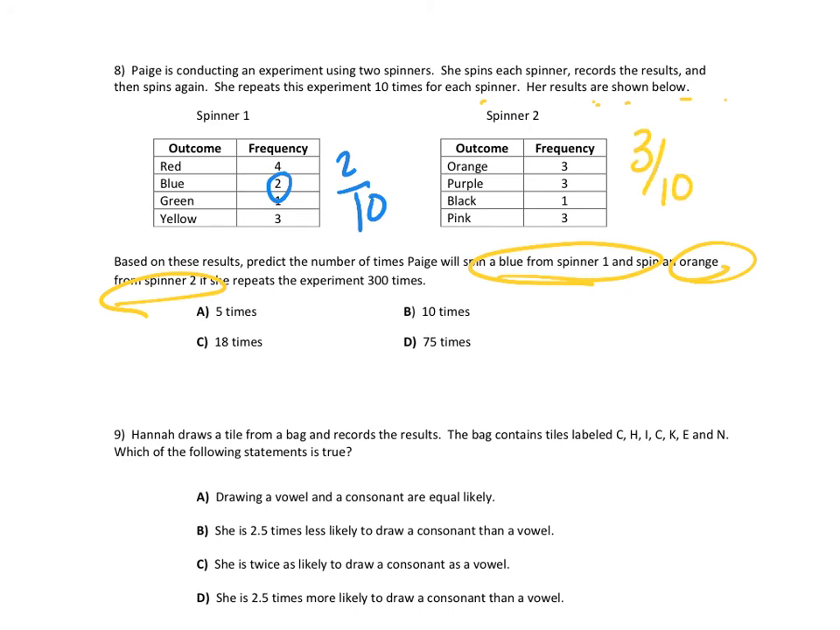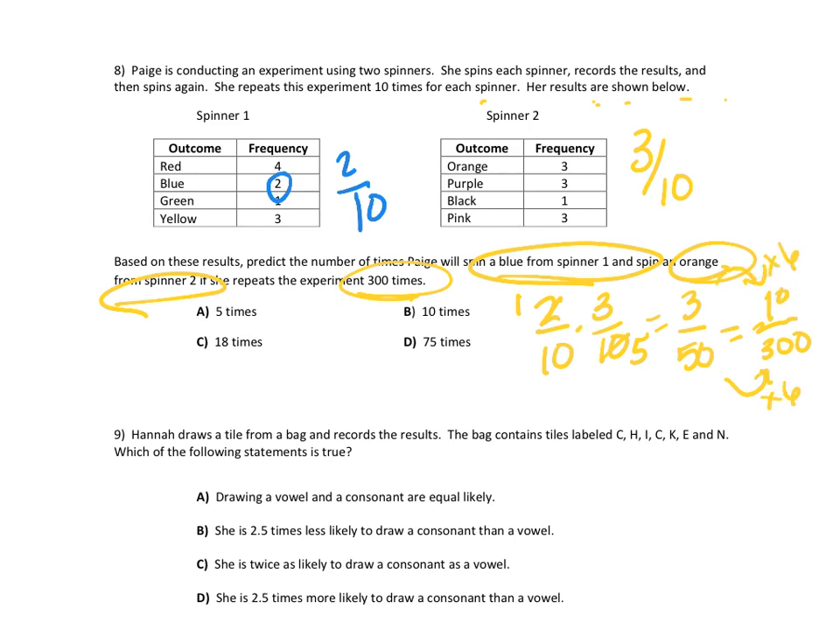So first things first, you have to multiply those. 2 out of 10, 3 out of 10. Okay? So I would get 3/50. How many out of 300? Well, if it's 3 out of 50, how many out of 300? I would scale up there. Times 6. Times 6. And I would get 18. That's that one we worked earlier.